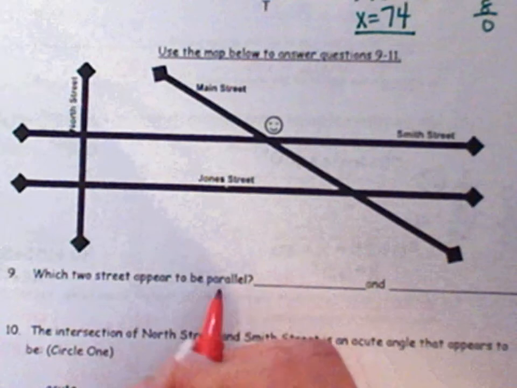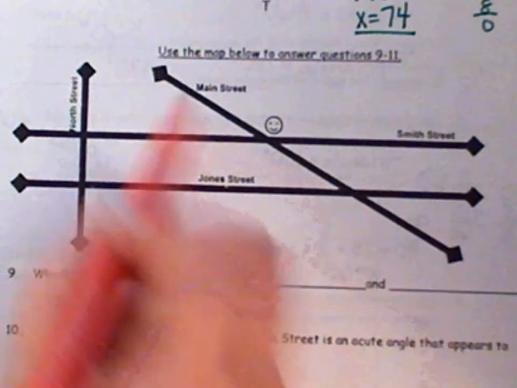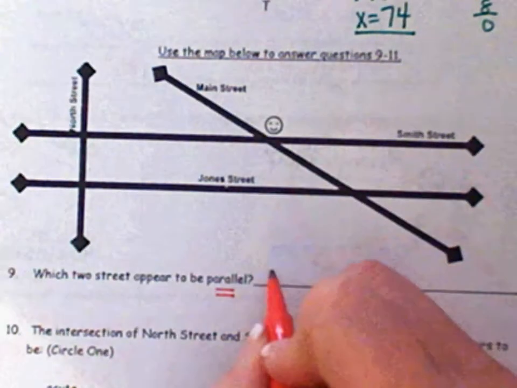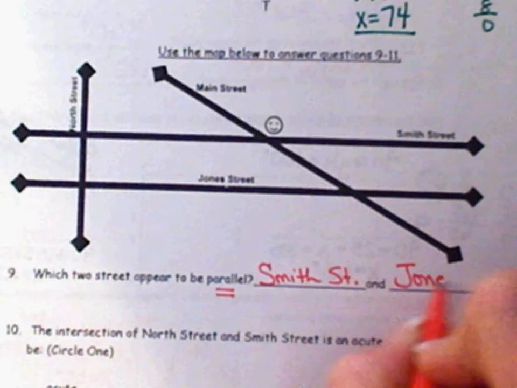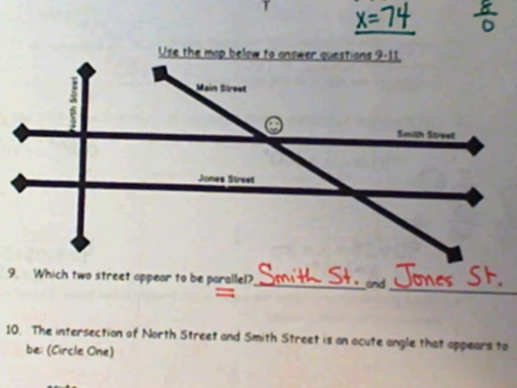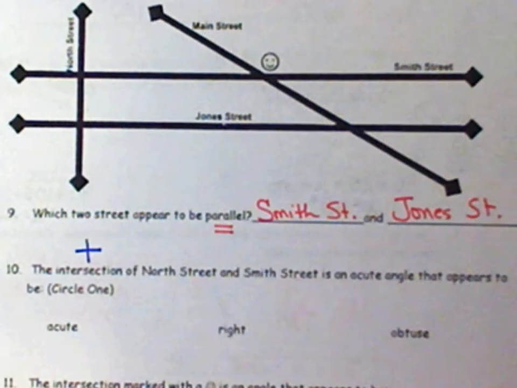Okay, looking at number 9, it says which two streets appear to be parallel. Remember, parallel, never touch, never cross. So I'm looking at all my streets. The ones that don't cross anything are Smith Street and Jones Street.